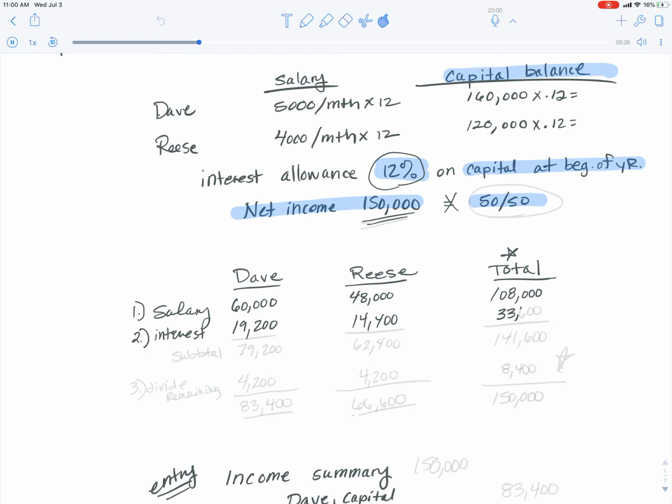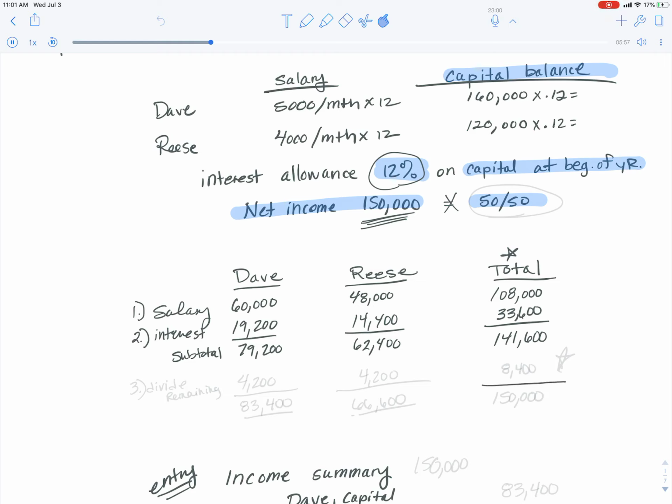So we need to add up how much did we just give away there? We gave away another 33,600. So this is a good time to subtotal to see where we are. We have given away $141,600 so far. Well, we can only give away 150, so how much is left that we haven't given away so far?